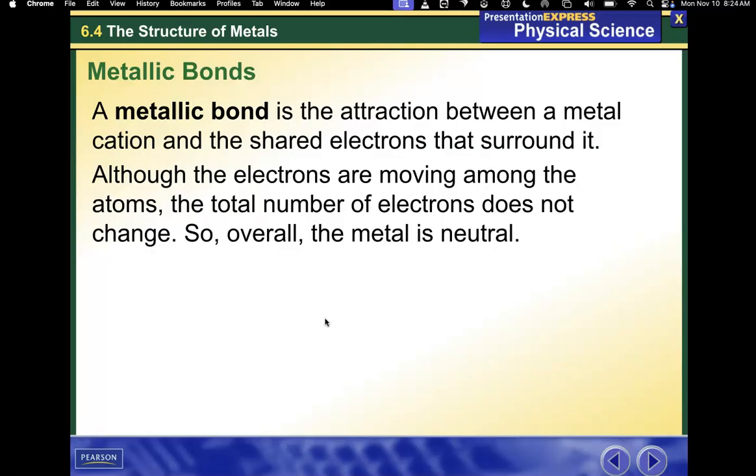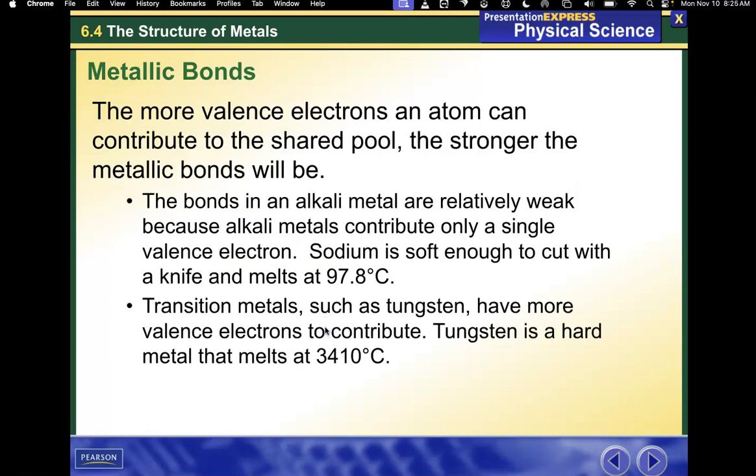Although the electrons are moving among the atoms, the total number of electrons does not change, so overall the metal is still neutral. The more valence electrons an atom can contribute to the shared pool, the stronger the metallic bonds will be. The bonds in an alkali metal are relatively weak because alkali metals contribute only a single valence electron. Sodium is soft enough to cut with a knife and melts at 97.8 degrees Celsius. But like we just said, transition metals such as tungsten have more valence electrons to contribute. Therefore, tungsten is a hard metal that melts at 3,410 degrees Celsius. So the more electrons, the higher the melting point.